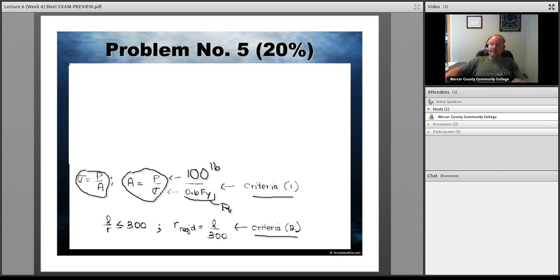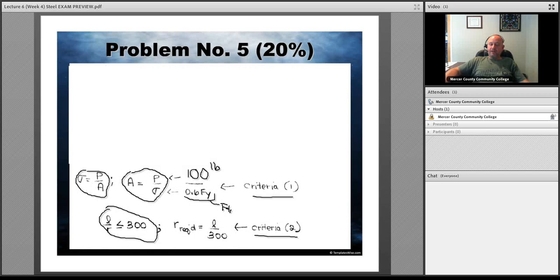That's the area that I need. But that's only criteria 1. That's what I need for strength. Now we have to check slenderness. And our slenderness allowable is L over R has to be less than or equal to 300. So if L over R is less than or equal to 300, all I'm doing is rearranging this equation for R, because I don't know what R is. And when I rearrange, I see that the required radius of gyration is L over 300.